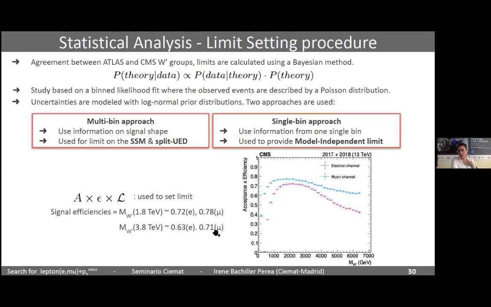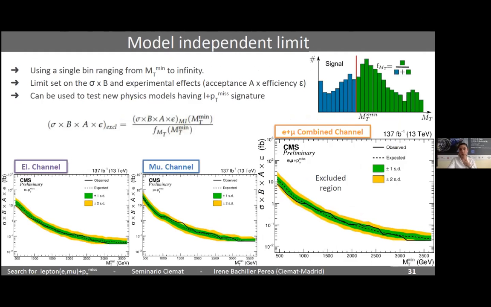The values are around 7 for both cases. And with this, we can set limits on the model independent limit. This is made, as I said, using one single bin. So what we do is we set a bin starting from a threshold on the transverse mass all the way to infinity. You see in this little plot here.